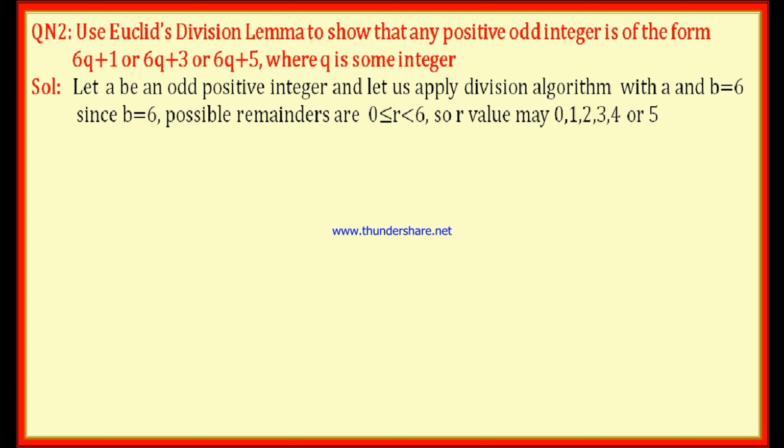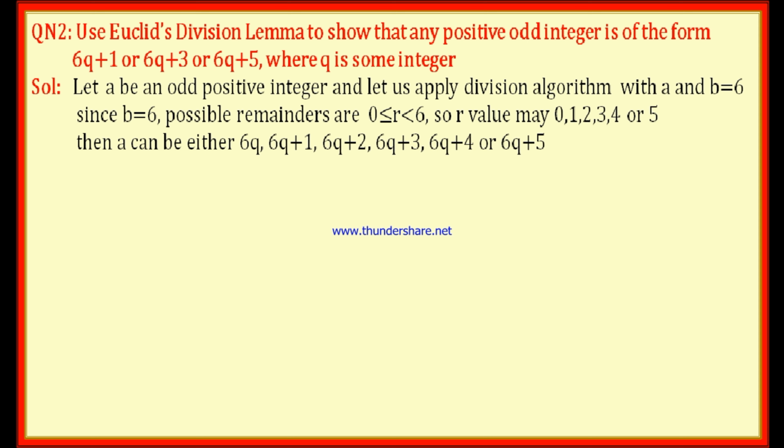Therefore, the remainder should be either 0 or less than 6. What are the values of 0 or less than 6? 0, 1, 2, 3, 4 or 5. Now, here a can be either 6q plus 1. You see, here the remainders are either 0, 1, 2, 3, 4 or 5.